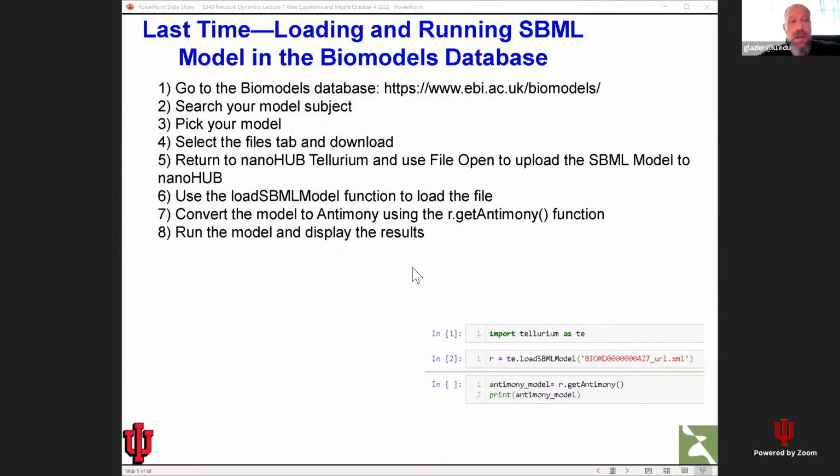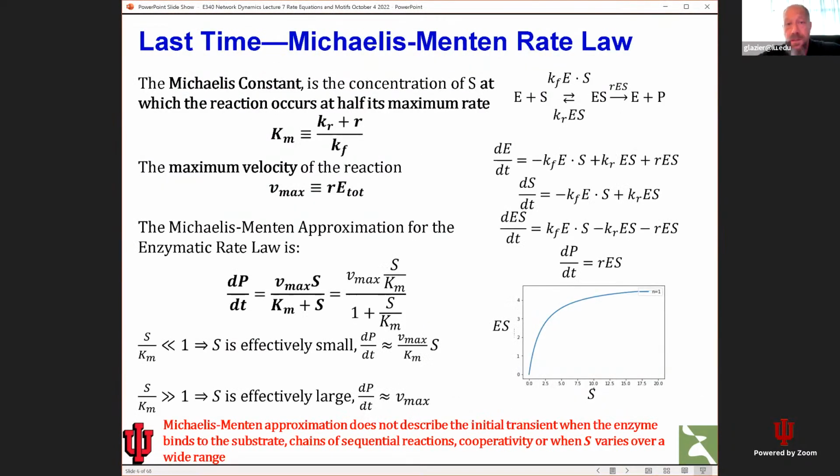And then we defined the Michaelis-Menten approximation to enzymatic reactions, and introduced a key concept, which was the Michaelis constant K, which is the concentration of the substrate at which the reaction has half its maximal rate. And that half maximal concentration is one that comes up also for Hill equations. And so it's pretty important.